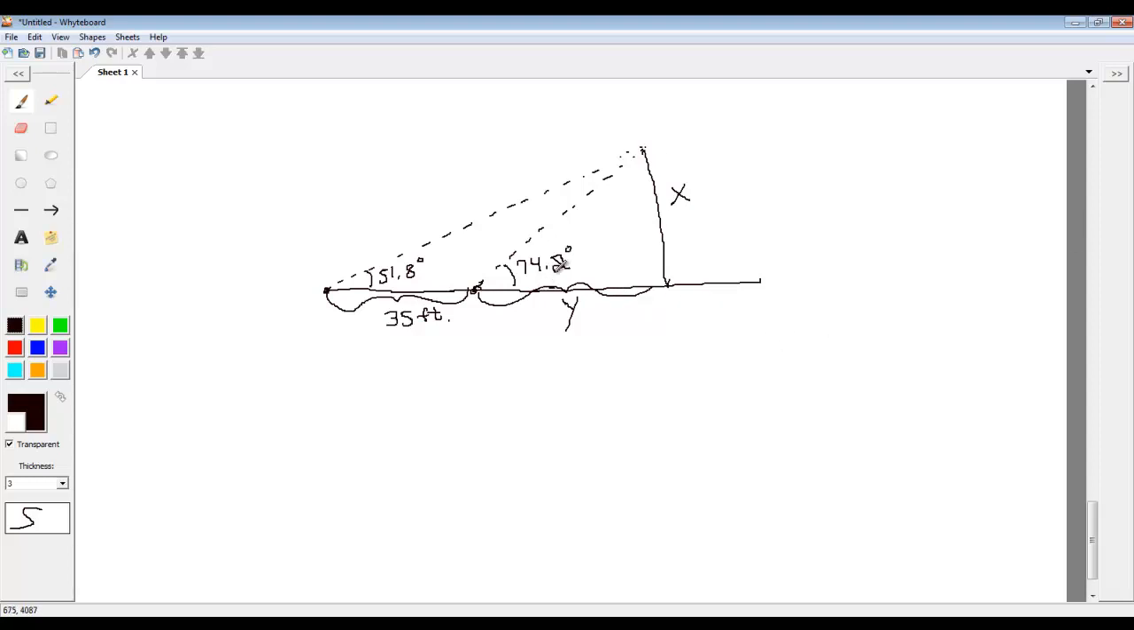Well, we've basically got two right triangles going on here. We've got this right triangle here, where the tangent of the angle, 74.2 degrees, equals opposite side x over adjacent side y. But then we've got a bigger right triangle where the tangent of the 51.8 degrees equals opposite side x over adjacent side 35 plus y.